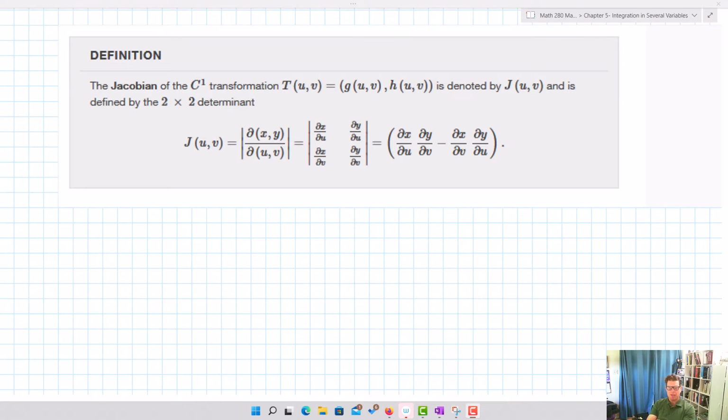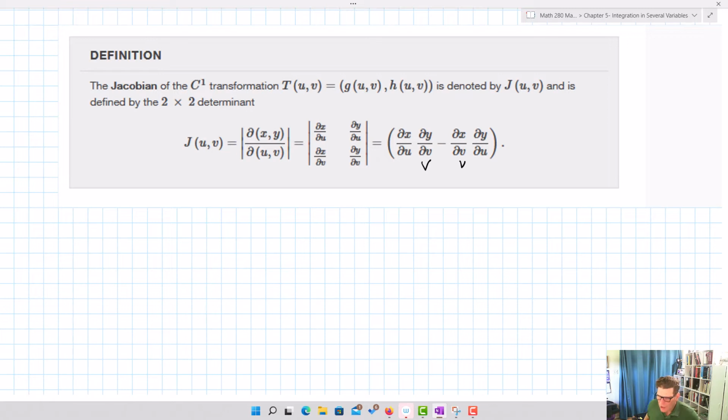It's going to be the determinant: the partial of x with respect to u times the partial of y with respect to v, minus the partial of x with respect to v times the partial of y with respect to u. So what we're going to have to do is find some partials. Just to make this really clear, that's a v right there, and this is also a v. So we find some partials, then take a determinant, and that's going to end up giving us our Jacobian.